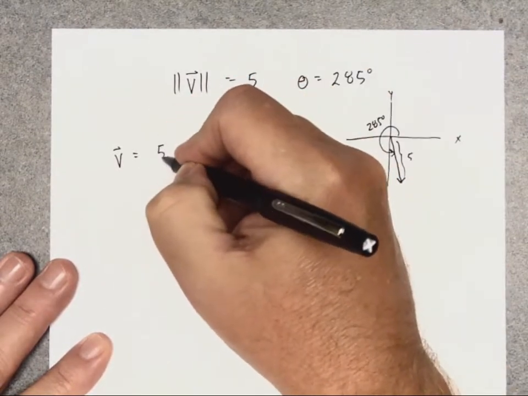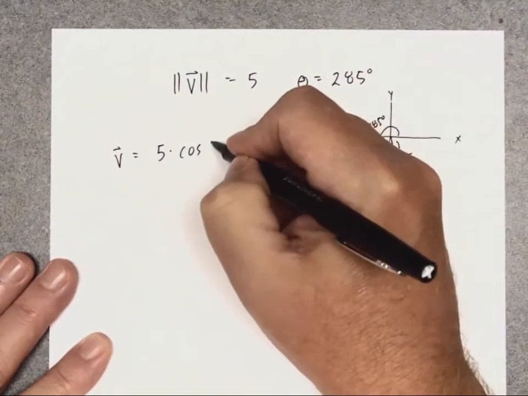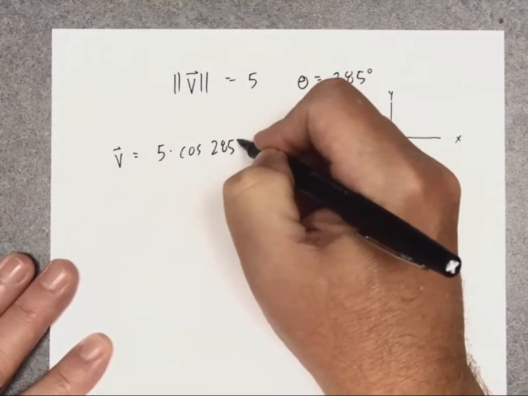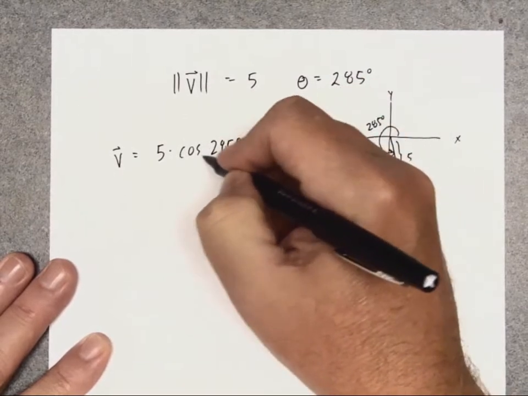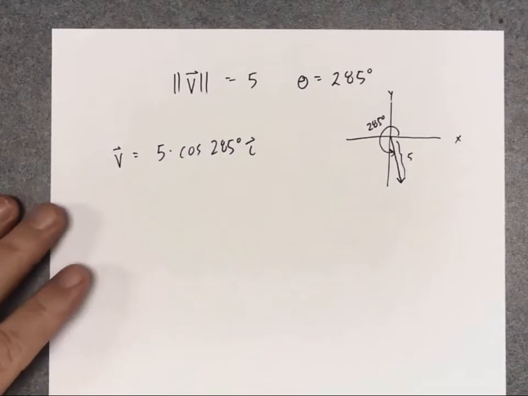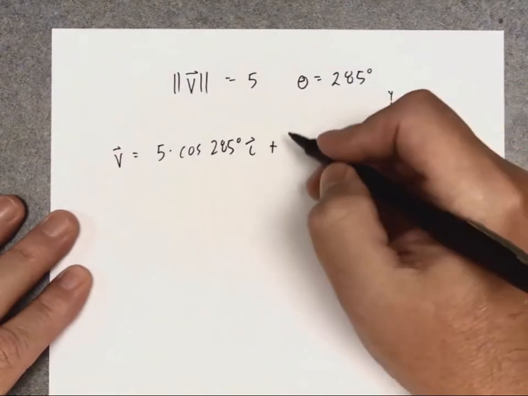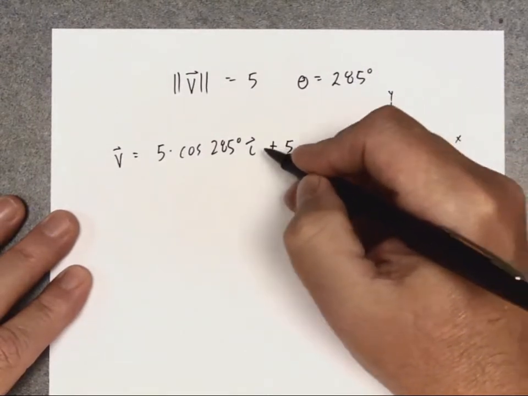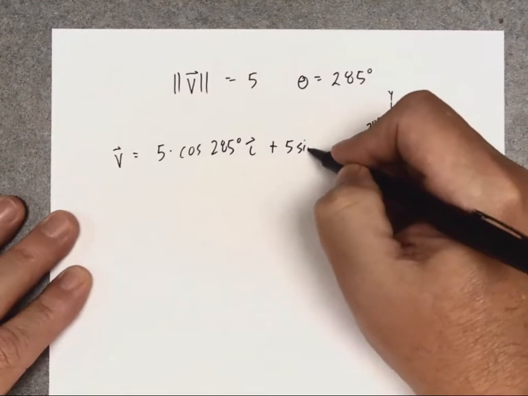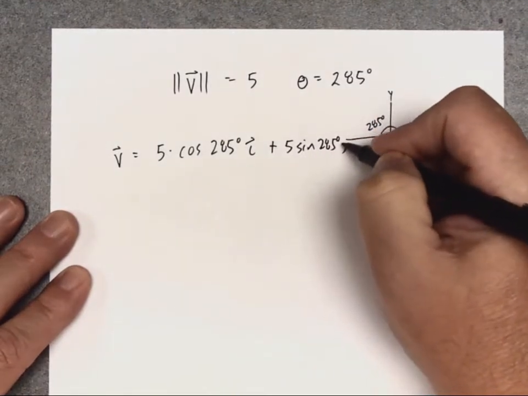So it's the magnitude of v times the cosine of 285 degrees, and that's the i part. I don't have to mess with this angle. I don't have to think of, well, do I need to use a reference angle? Nope. Just plug in the angle you're given, plug in the direction you're given, and the calculator is going to give you a correct answer. Then the j part, 5 times the sine of 285 degrees.